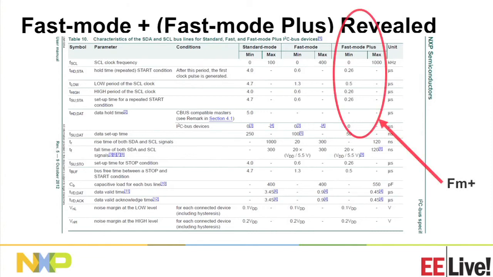What I want to draw your attention to is that on the right-hand column, there is a higher speed than the other two. This is our FM Plus product, and it has a maximum clock frequency of 1,000 kilobits, or 1 megabit. So compared with the one in the middle, the previous standard of 400 kilohertz, which is called fast mode, we have achieved a 250% increase in clock speed, which translates to a corresponding increase in throughput.